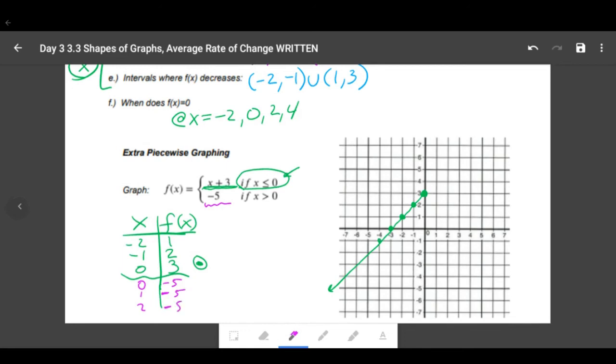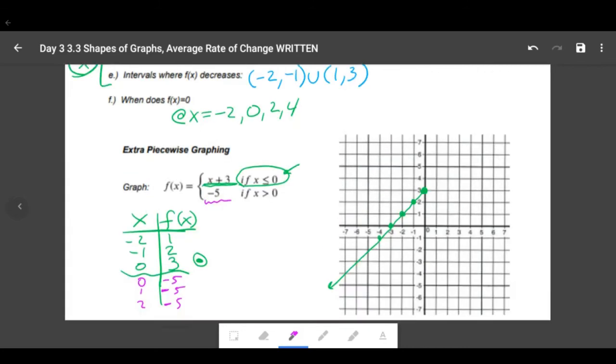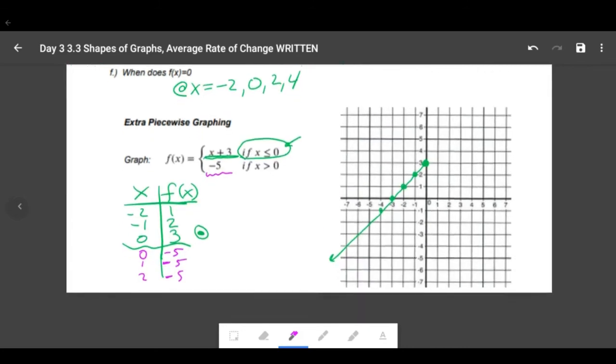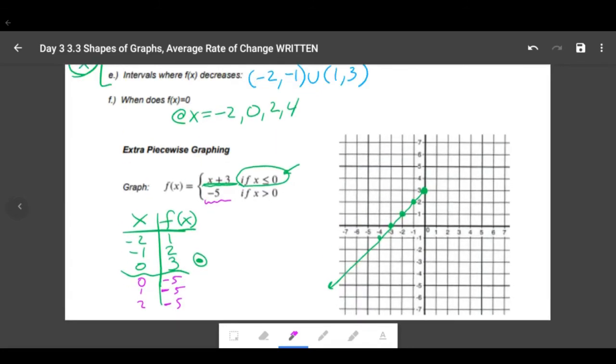So what I can know is that's just going to be a horizontal line, right? So I say, okay, I got here. Okay, there we go. So I get 0, -5. Now, that is an open circle. So if x is greater than 0, that means we're not including it. All right, so I got 1, -5, 2, -5. You recognize that's just a horizontal line, right? Y equals -5 is just a horizontal line going on forever to the right.